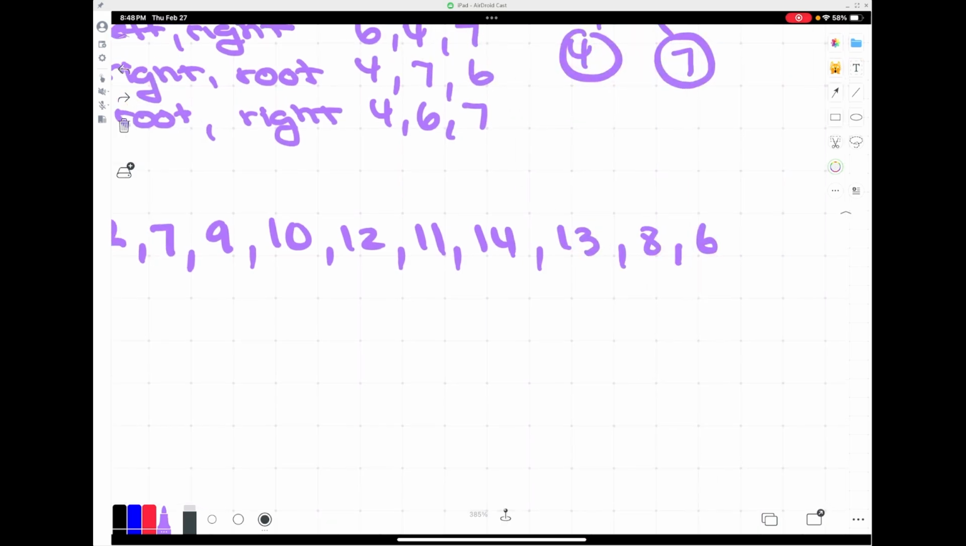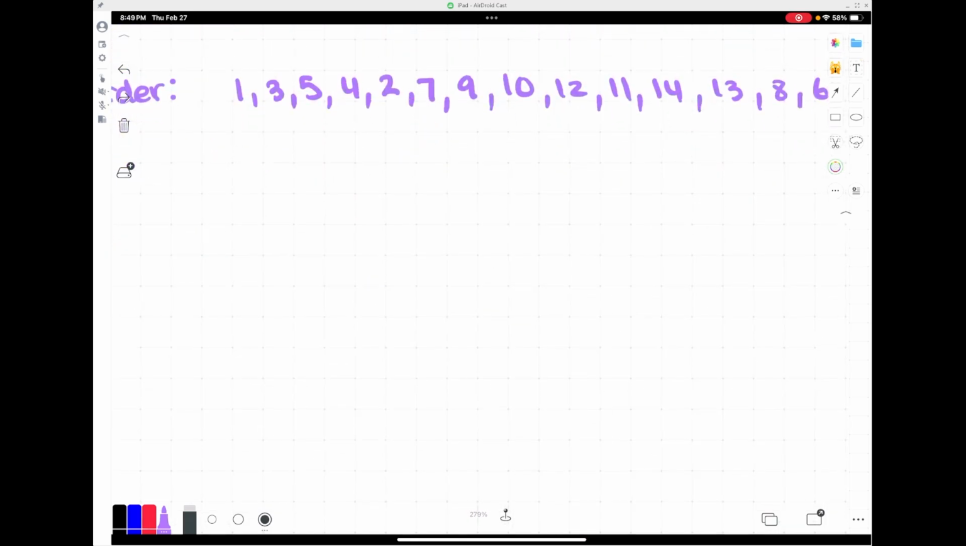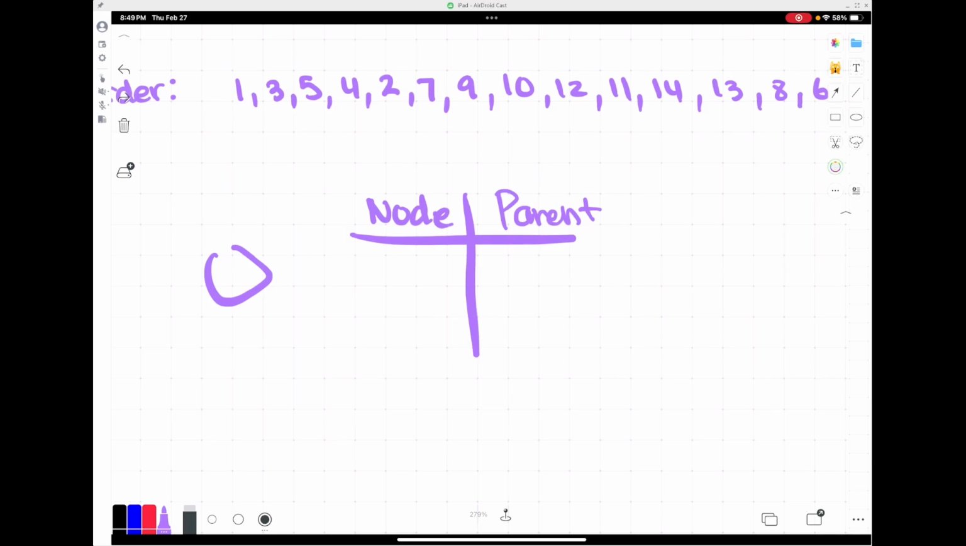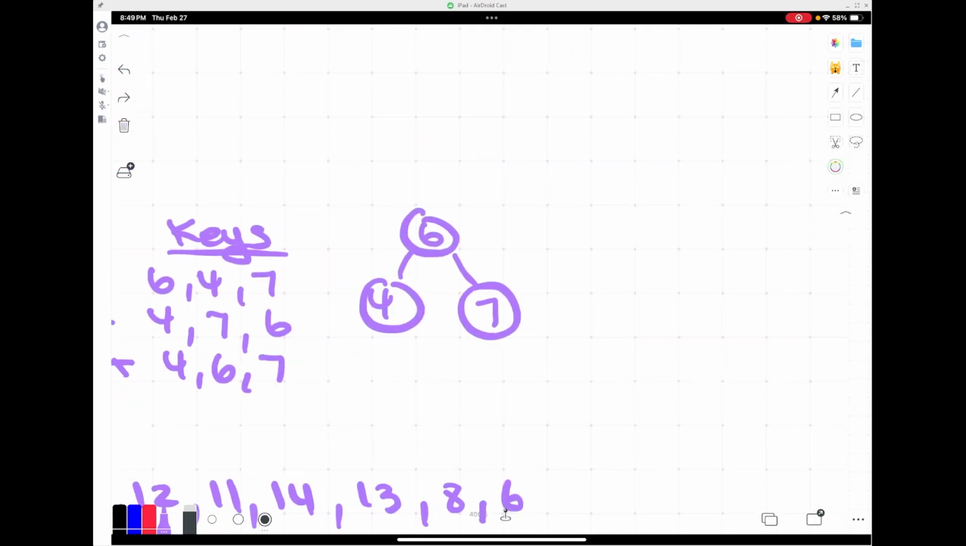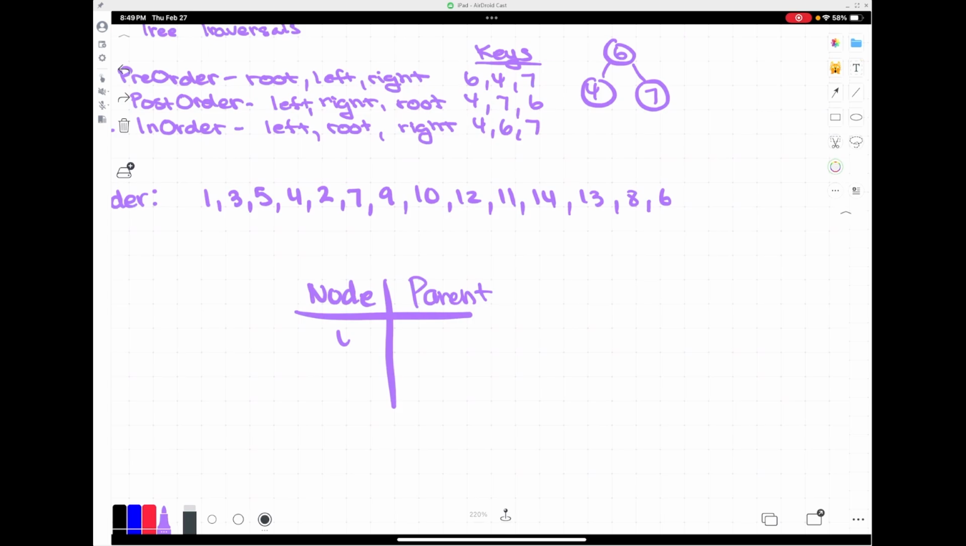And determine the structure of T. Present your solution either by drawing a picture of a tree or by constructing a table. I forgot to go over the table, but it's pretty simple. It's just the node and then the parent. For example, let's say, okay, we can use this one. So 4 would be, or actually we could start. I don't think the order matters.